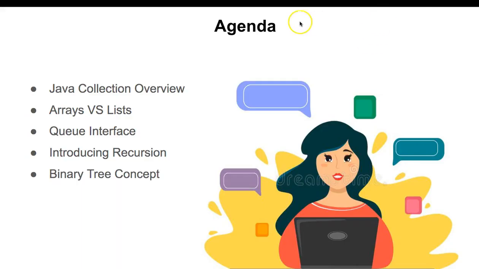What we're going to be talking about is, of course, what are Java collections. We're going to get a good overview of what these are. Then we're going to get into the different types of Java collections. We're familiar with arrays. We have lists, very similar to arrays, but functioning a little bit differently. Then we have our queue interface. Then we're going to introduce the concept of recursion and how to use recursion with methods that call on themselves, and binary trees to store information, another type of Java collection. But let's get right into it.